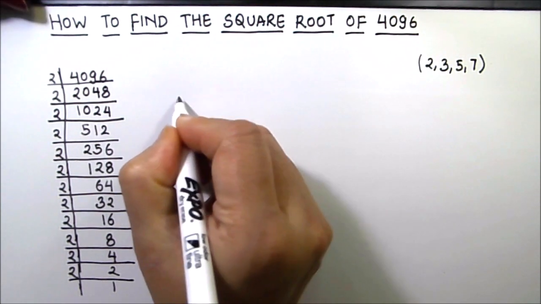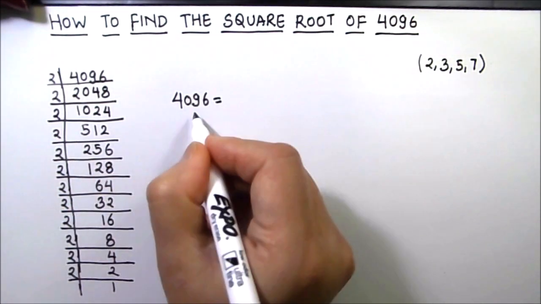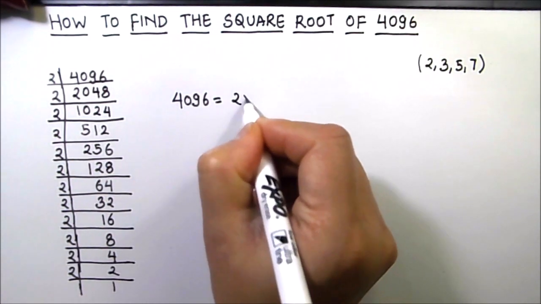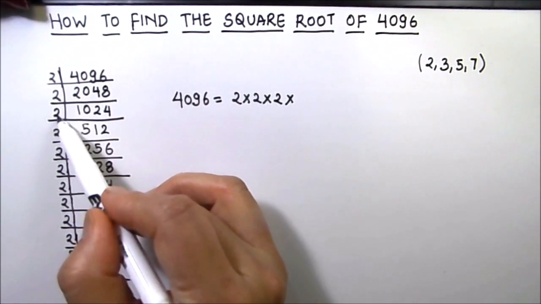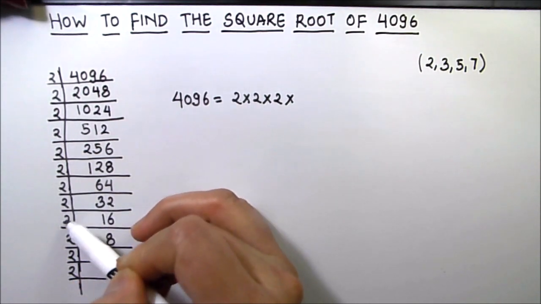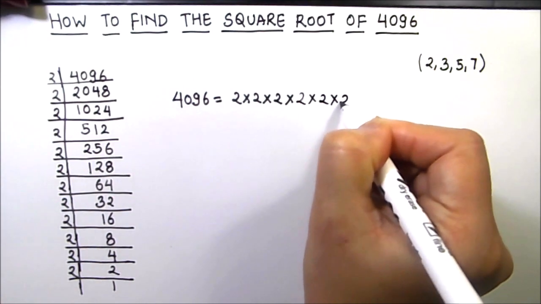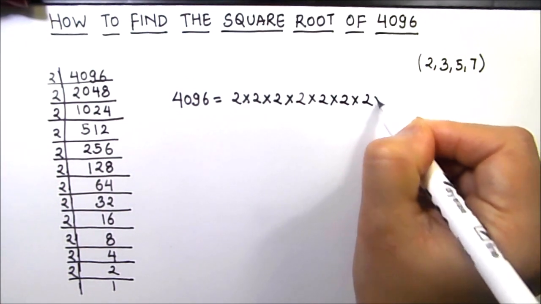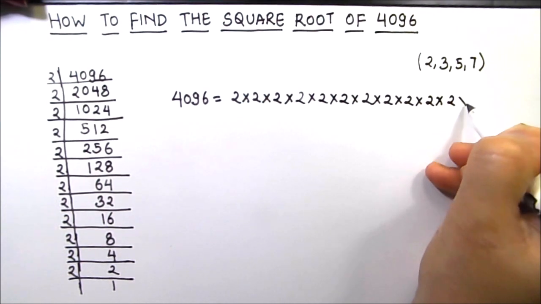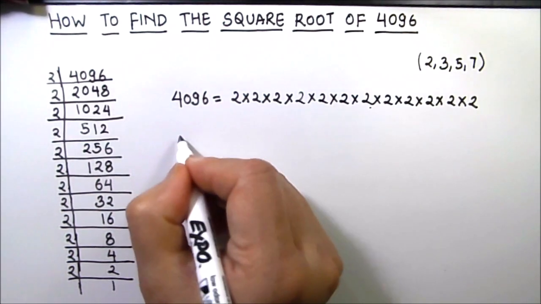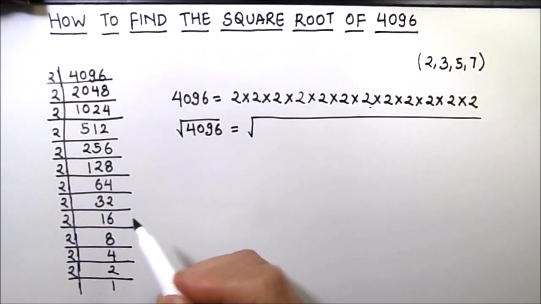So now let's write 4096 as the product of its factors. So 4096 is 2 times 2 times 2 times, 1, 2, 3, 4, 5, 6, 7, 8, 9, 10, 11, 12. 12 2's are there, so we'll write it as a product of its factors. For finding the square root, let's take the square root. So we'll write the factors under the square root sign.